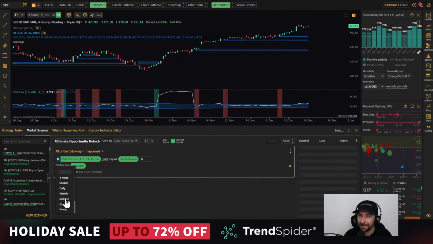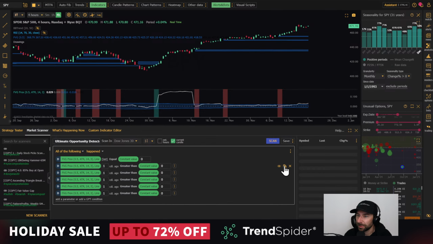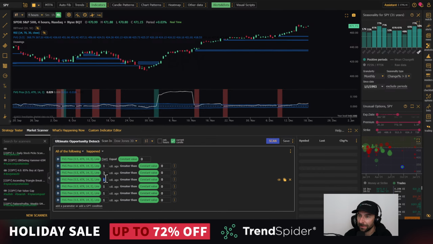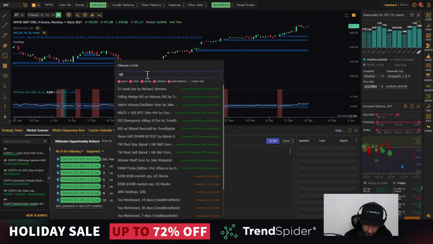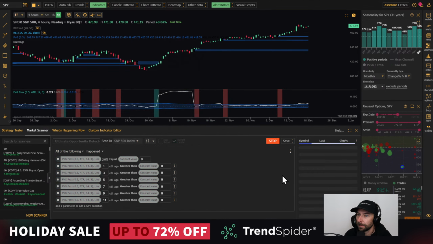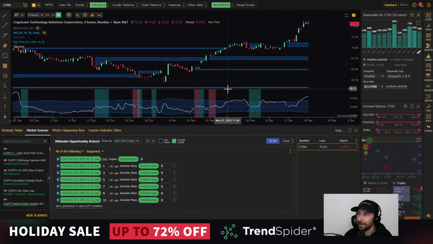In theory, you could define price, for example, like this. We'll say daily line is greater than a constant value of 0. And I'll make this one candle ago, and then I'll duplicate it a few times. We'll say 3 candles, 5 candles, 7, 9. I just want to establish that price was above a fair value gap for a period of time, and now price is at that fair value gap. And I'll use a bigger list here. See if we find anything. CTSH on the daily.